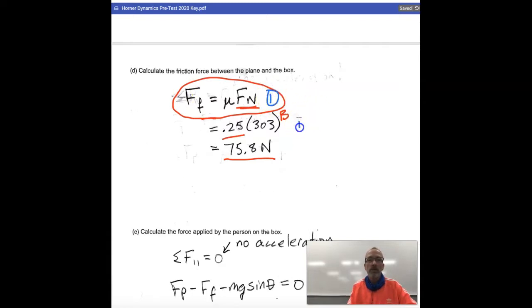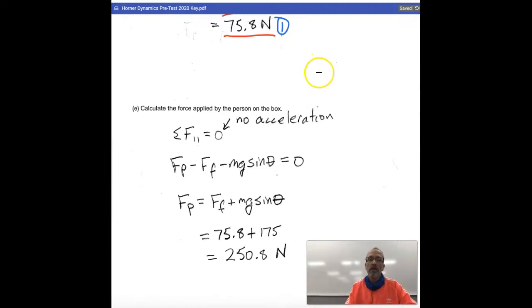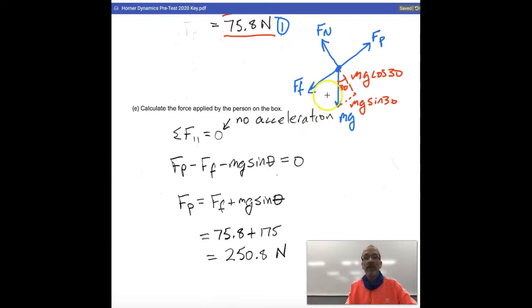1 point for the equation, 1 for plugging in, and 1 for making sure that we have the number and the correct unit. For letter E, they want us to find the force applied by the person on the box. So let's just do a really quick sketch here of that situation. Now that I have my free body diagram with components, I can do this. There is no acceleration. Why is there no acceleration? Because we said that this is being pulled at a constant velocity. So because there's a constant velocity, that means that my acceleration is equal to 0. So that's really important to see.